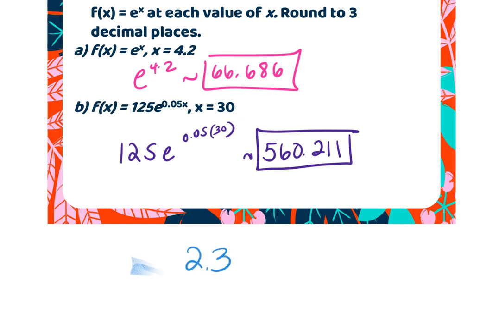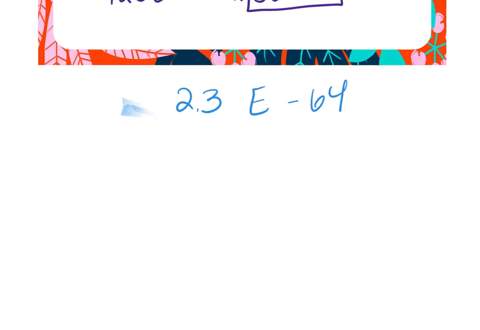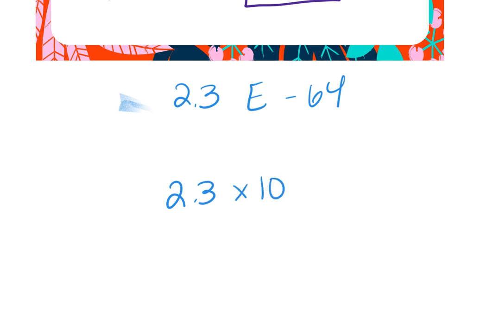Homework, say you get something like 2.3 e to the negative, I don't even know, 64. We talked about this, right? If it says e to the whatever, what does this mean? It's like scientific notation. That's like 2.3 times 10 to the negative 64. If your exponent on the 10 is negative, what does it mean in scientific notation? If this said 2.3 times 10 to the negative 3, what does that mean? It means you move your decimal to the left 3 places.